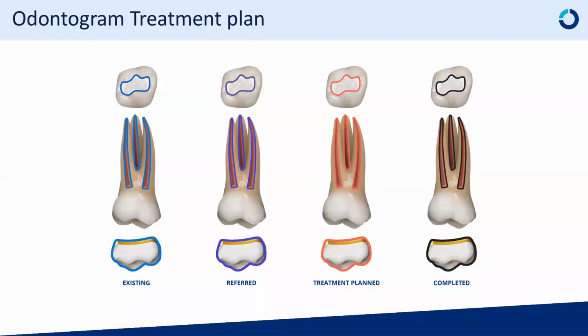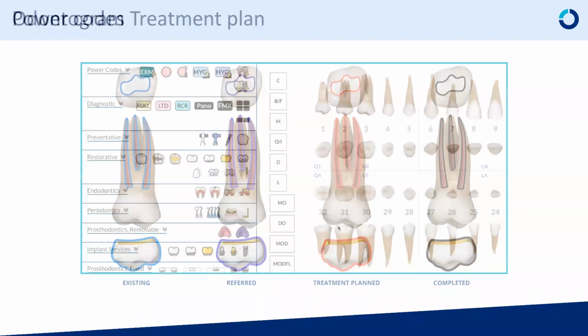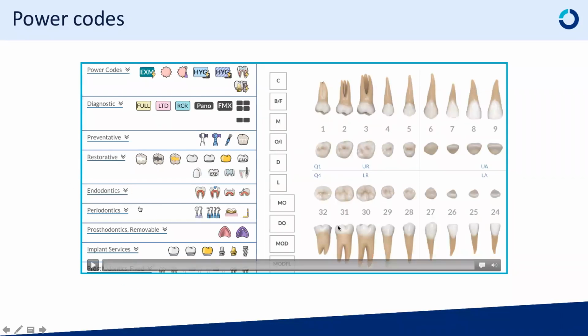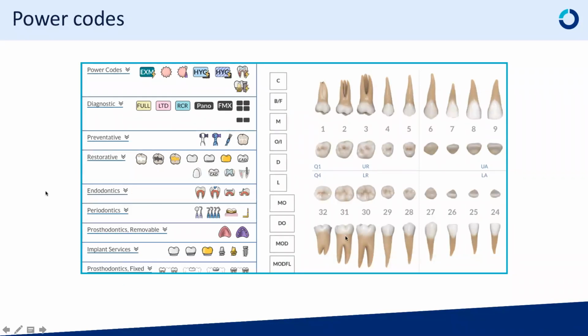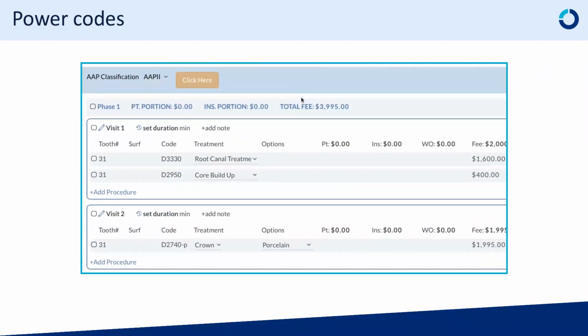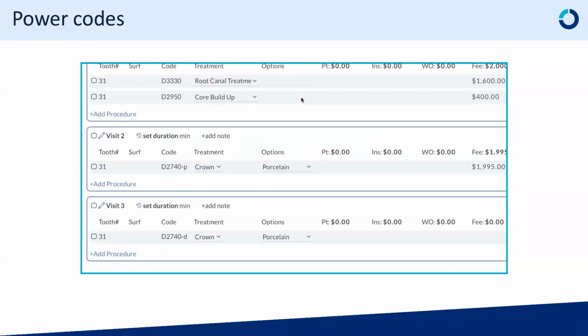And then one of the really big parts of the treatment planning is the power codes that are built into the software. And this is just a short video of how the power codes work. The power codes are what some software calls exploding codes. For example, we have a built-in code for the endo build-up crown. By simply clicking on that one icon, you will see that it automatically adds the root canal treatment, the core build-up, the crown, and the delivery. And you can see here that there is a prep and delivery automatically added in.